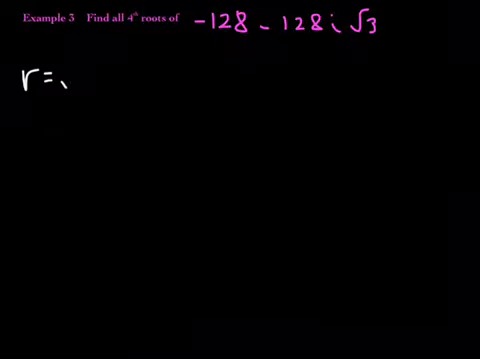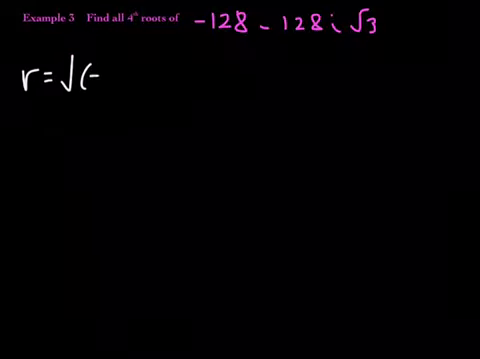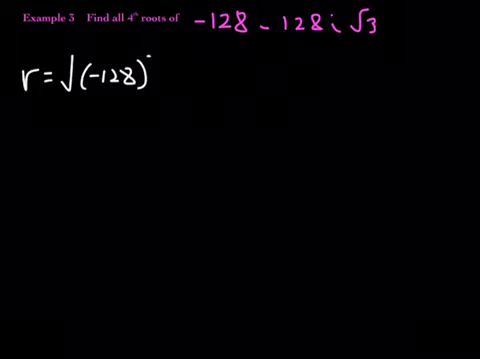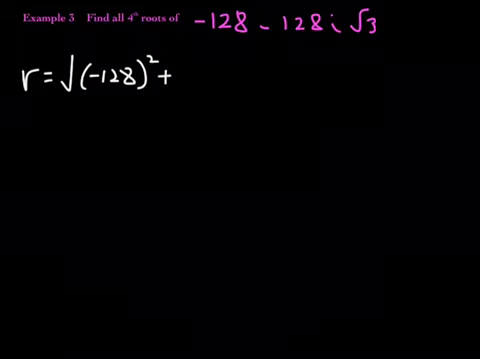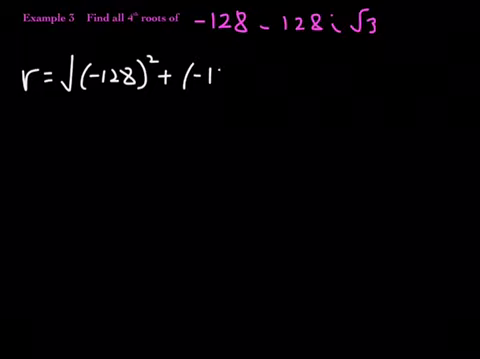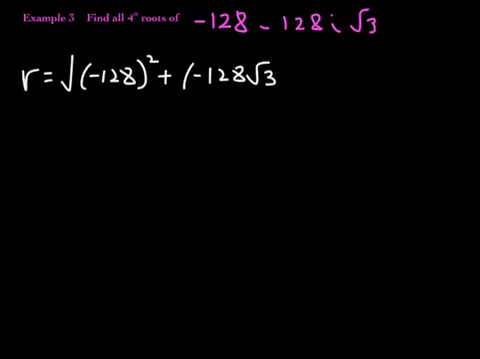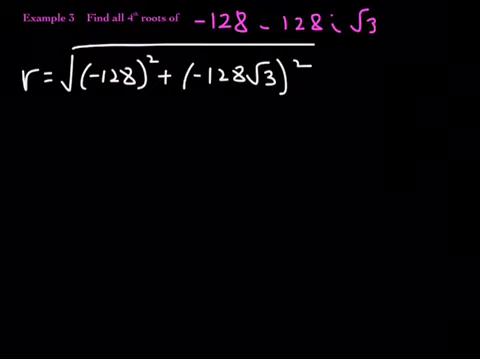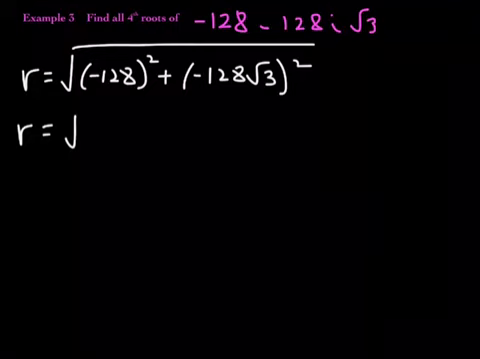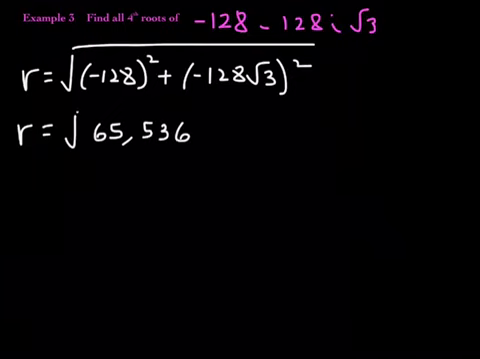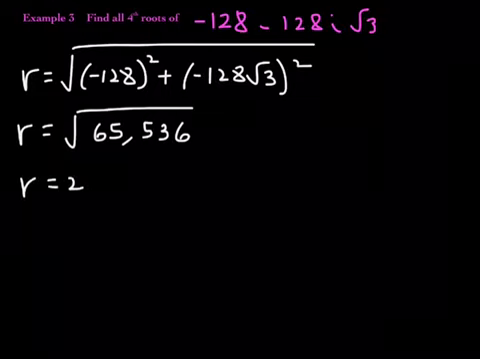r is the square root of negative 128 squared plus negative 128 root 3, squared. All right. So r is equal to the square root of 65,536. Okay. And then the square root of that, which is 256. All right.